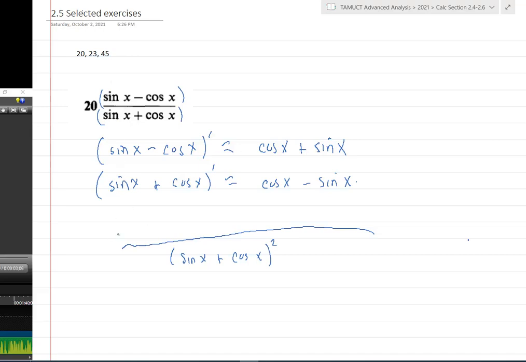So derivative of the top is sine x plus cosine x. And the bottom is just sine x plus cosine x, so that actually works out quite nicely. Then I have to subtract the top times the derivative of the bottom. So that's sine x minus cos x times cos x minus sine x.